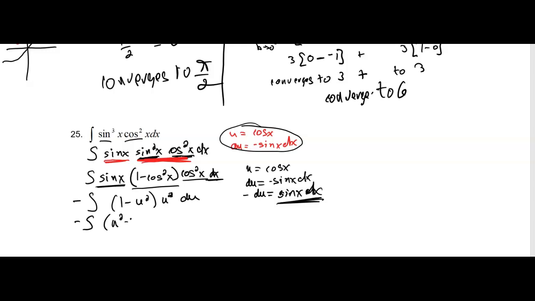Here we would want to now distribute this before taking the antiderivative. So it'll be the negative of these two guys' antiderivative, which would be u cubed over 3 minus u to the 5th over 5, plus your constant. Final answer then is negative, and then u is a cosine. So we get negative cosine cubed of x over 3 plus cosine to the 5th of x over 5, and then plus your constant. All right.